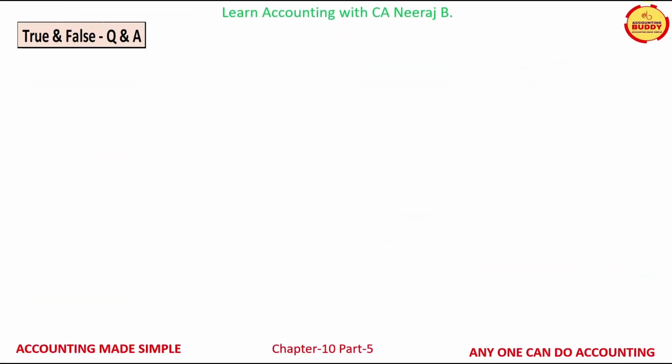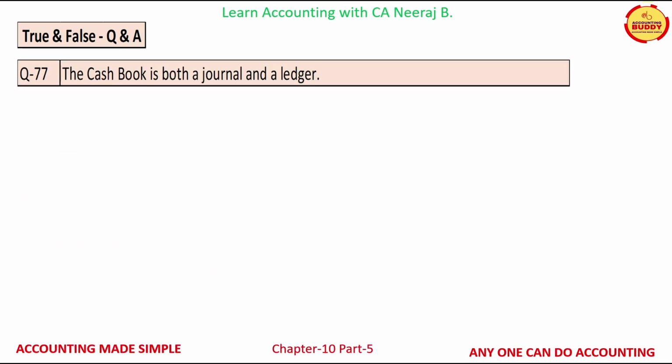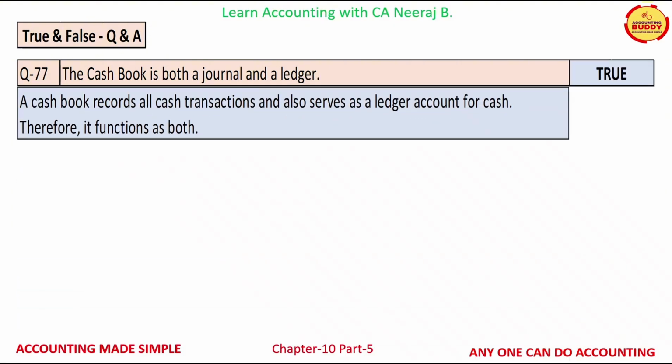In this section, let us try a few true and false questions and answers. Question number 77 is, the cash book is both a journal and a ledger. It is a true statement. A cash book records all cash transactions and also serves as a ledger account for cash. Therefore, it functions as both.